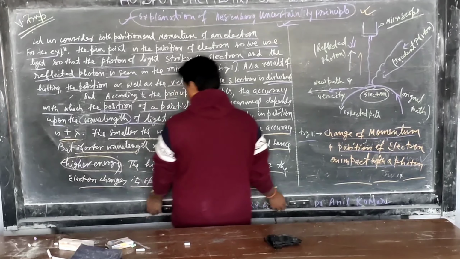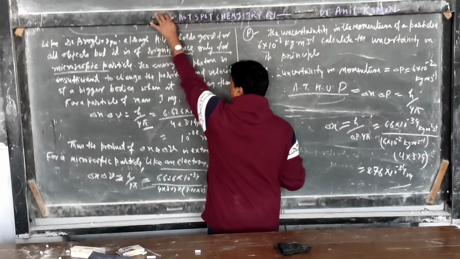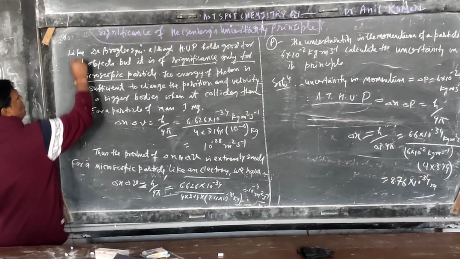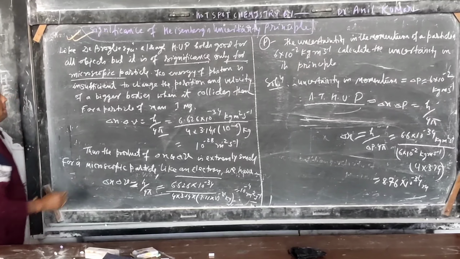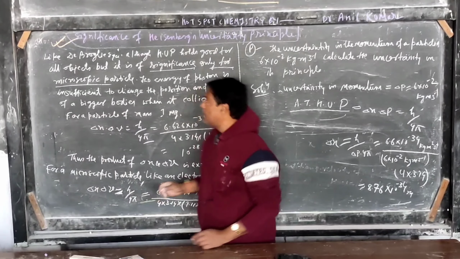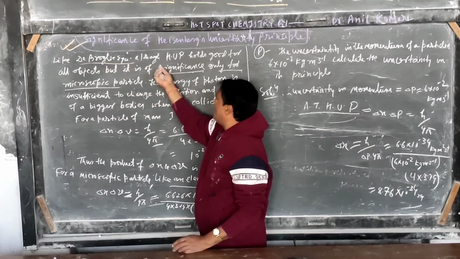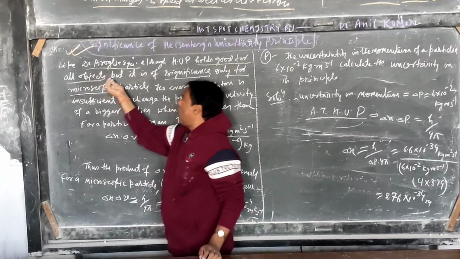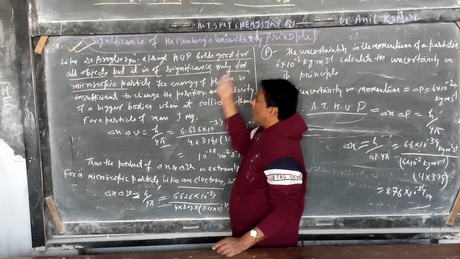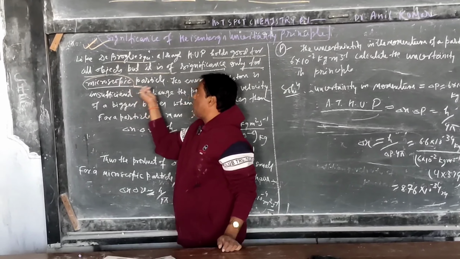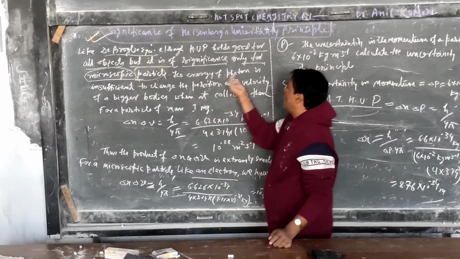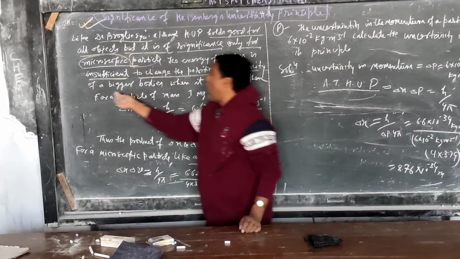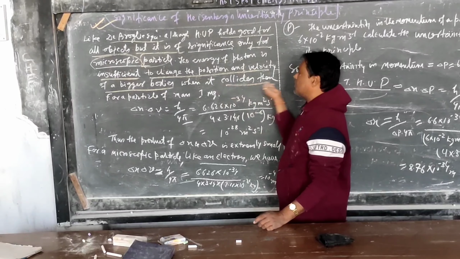Now this is the explanation of the figure. Now what is the significance of the Heisenberg uncertainty principle? Like the de Broglie equation, although the Heisenberg uncertainty principle holds good for all objects, it is of significance only for microscopic particles. Remember, microscopic particles. The energy of a photon is insufficient to change the position and velocity of bigger bodies when it collides.